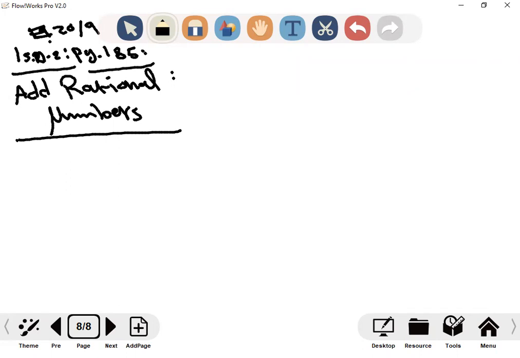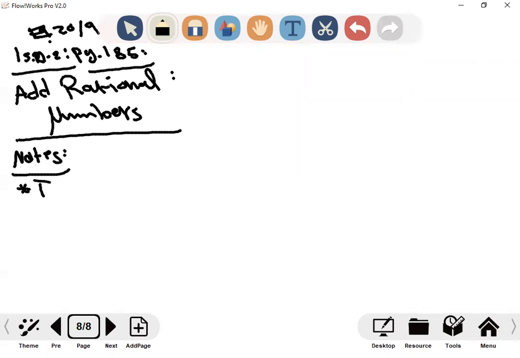Now, to add rational numbers means we need to add decimals, we need to add fractions, we need to add positive and negative integers, and we took all of that, right? So I'll give you some notes, just to remember, we did that before.